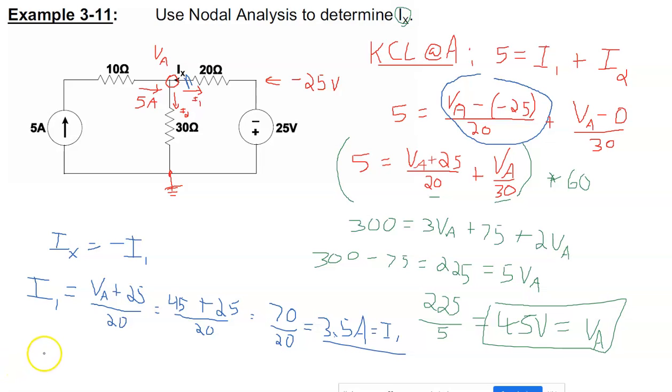Now, IX, remember, is in the opposite direction, which means that IX is negative 3.5 amps, and that is the answer that we're looking for. And so, for a lot of these questions, remember that your final answer, the polarity is part of it. You have to be paying particular attention to polarity all the time in these solutions, of course, because they're algebra solutions, right?